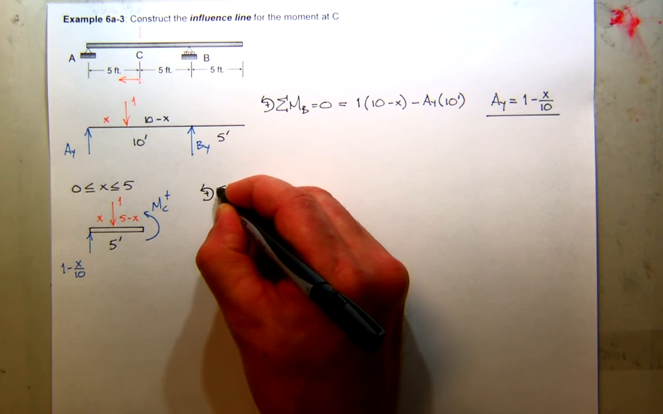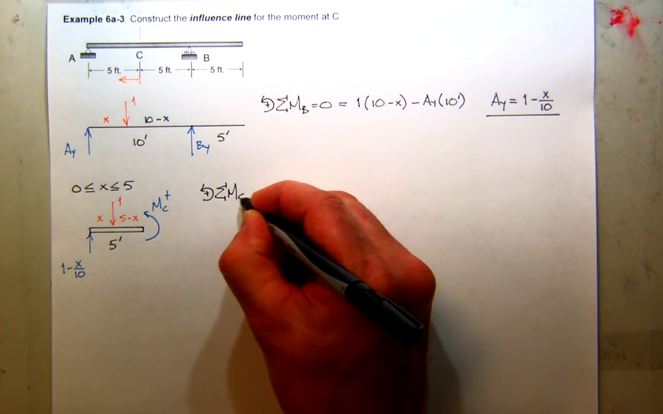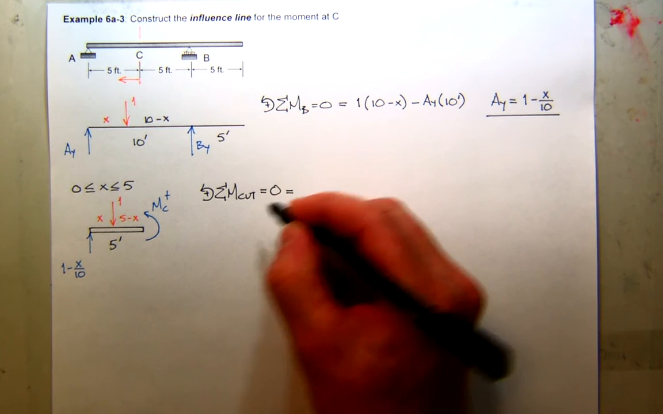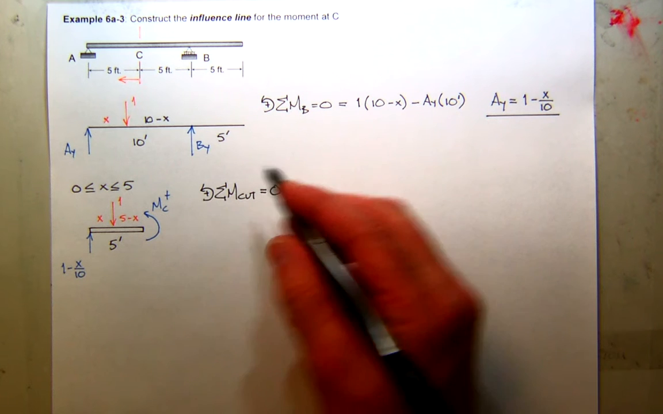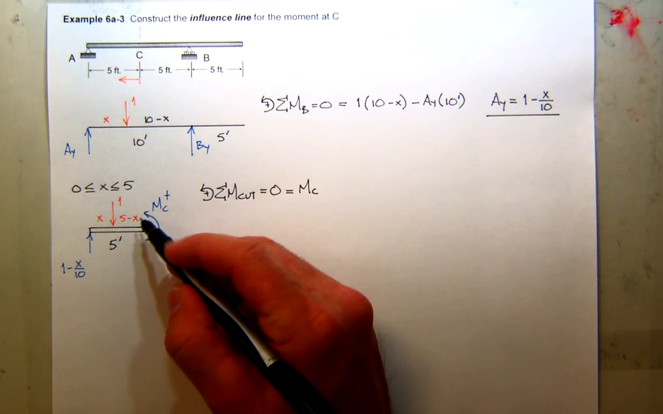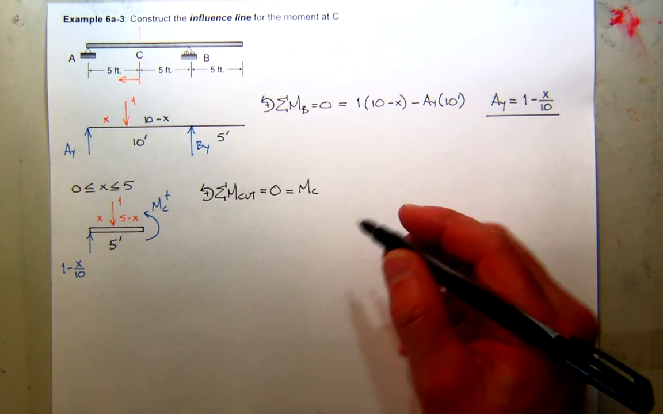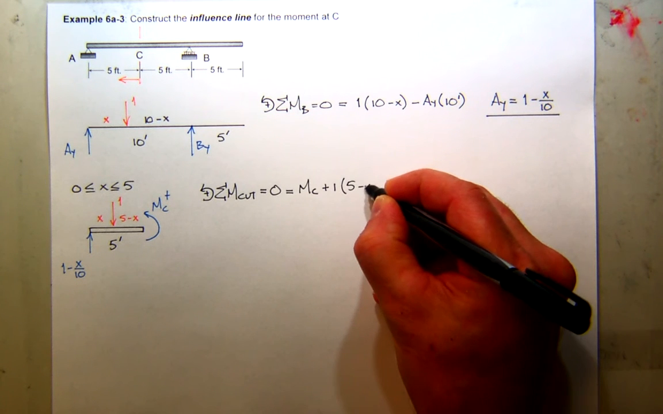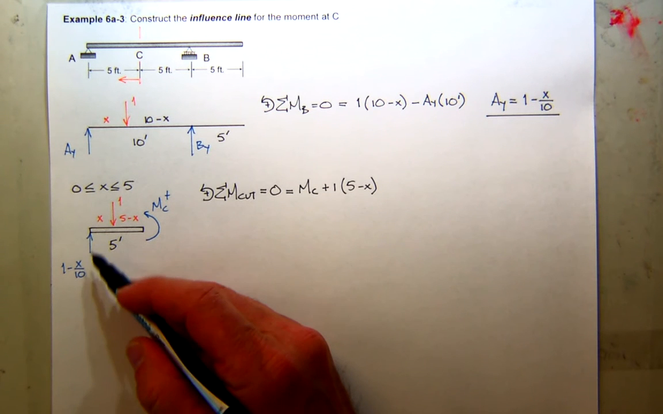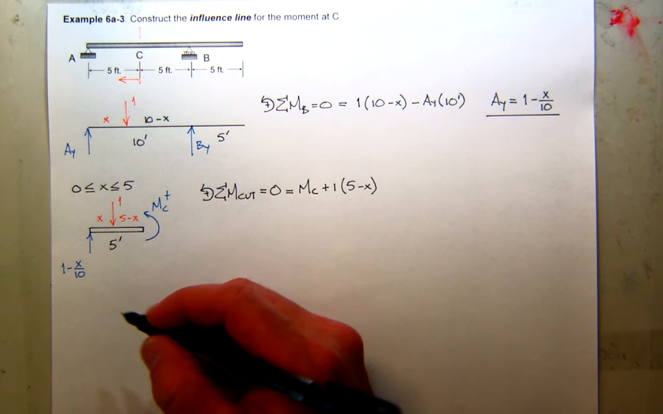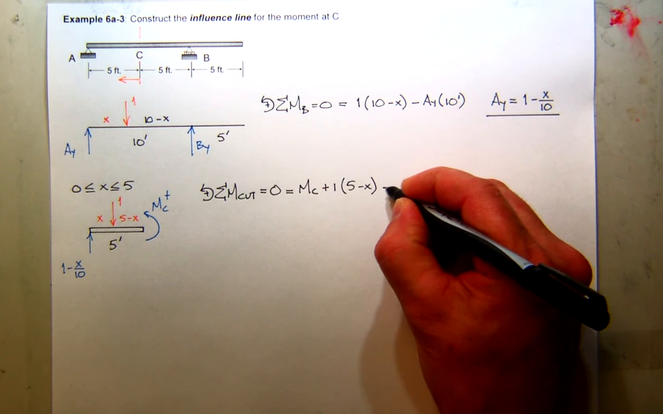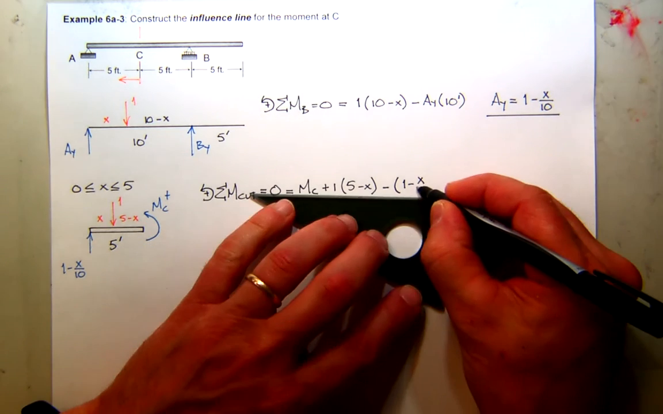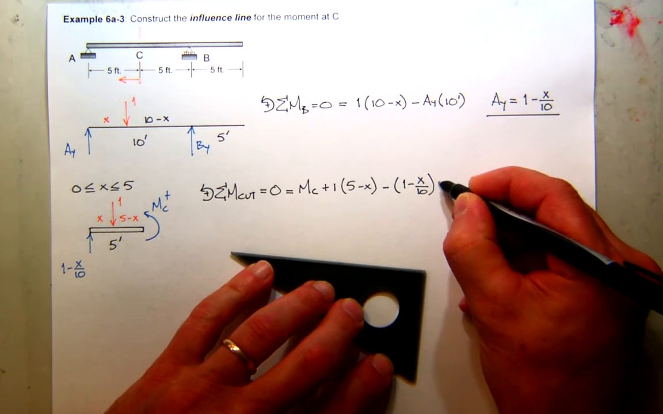So I will sum moments at the cut, in this case C, make sure it's in equilibrium. And what do I have? Well, I have the internal moment with my sign convention, that's positive. What about the unit load? Positive or negative moment? Positive. So force is 1, moment arm is X minus 5. And then the reaction at A, positive or negative moment about C? Negative. So the force will be 1 minus X over 10. And what's the moment arm? 5.